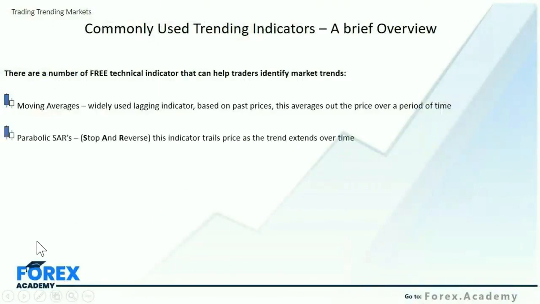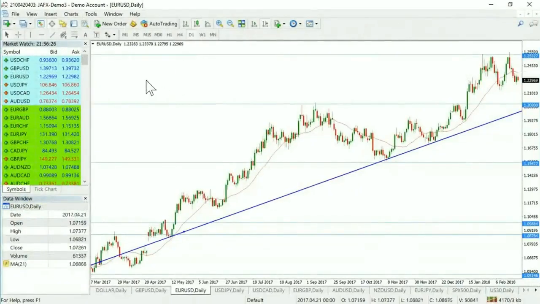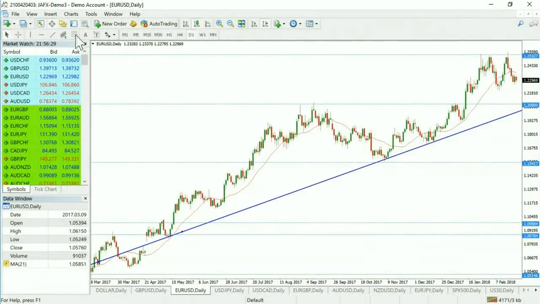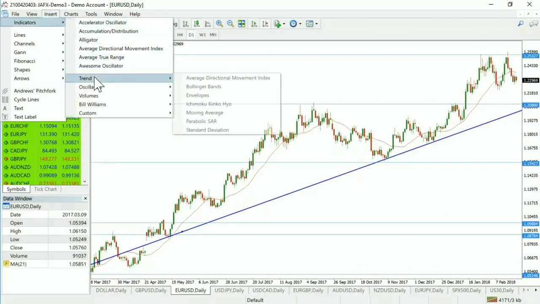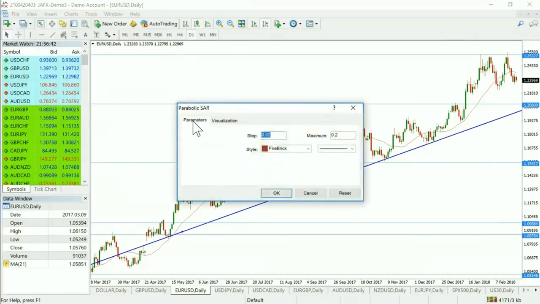So the next one I'd like to have a look at is a parabolic SAR, and SAR just simply stands for stop and reverse. So this indicator now trails price as the trend extends over time. So for this one, I'd like to get back up, and I'd like to put up a parabolic SAR. And again, we just click on the relevant chart, and I'm going to overlay some of these indicators so you can see the information that it can begin to give you as a trader. So we'll go down to trends, and we'll click on parabolic SAR.